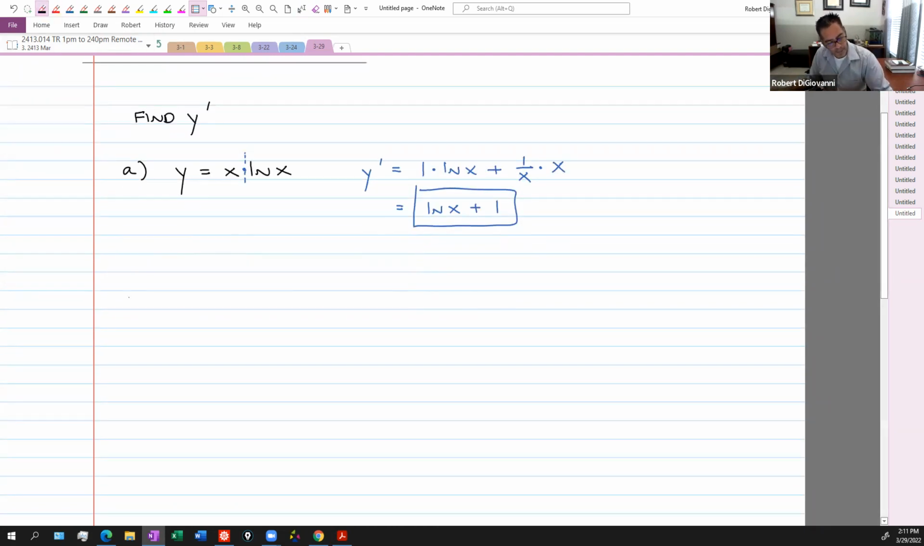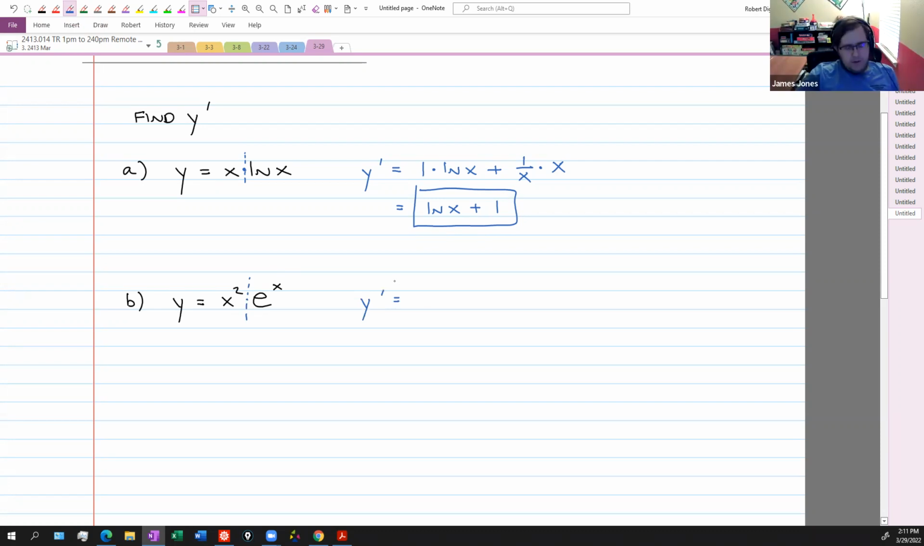Let's do another one. How about y is equal to x squared e to the x. What's the derivative of that? Who wants it? Someone volunteer. It's a product, right? Um, 2x plus e to the x.